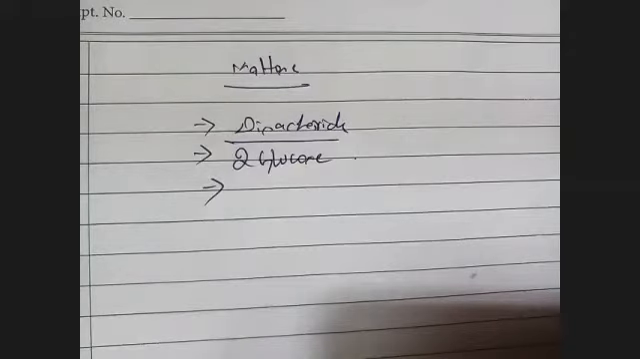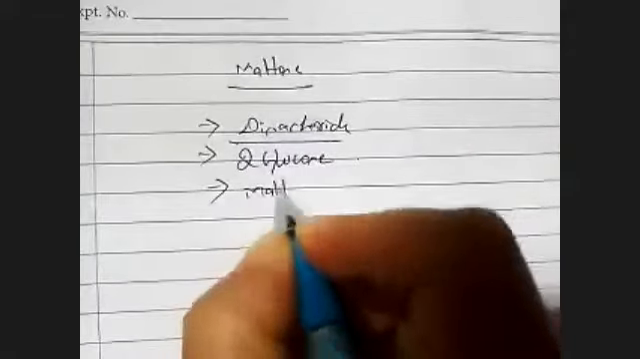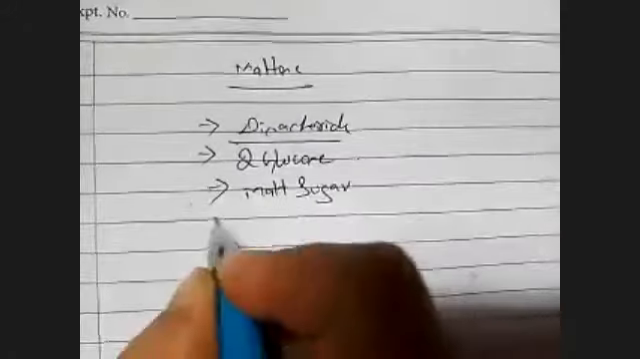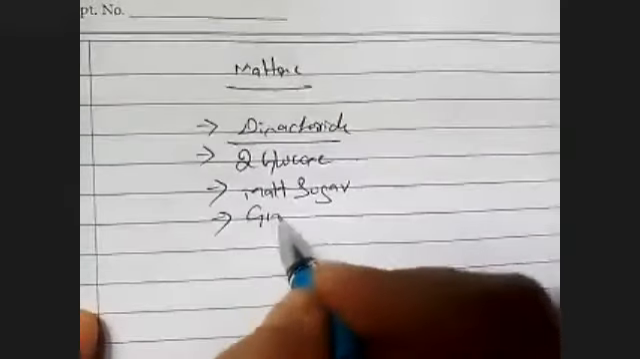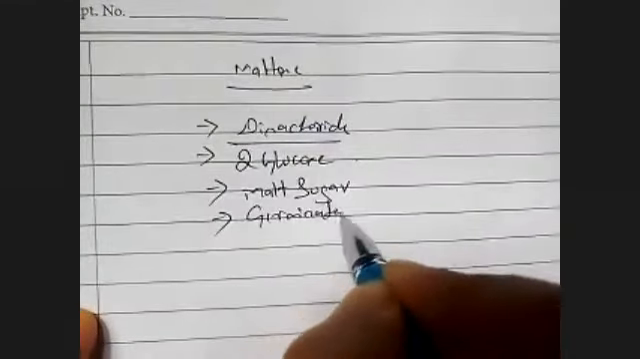It is also called malt sugar. It is most often present in the germinated seeds. Okay.